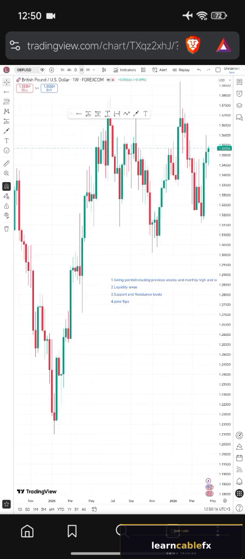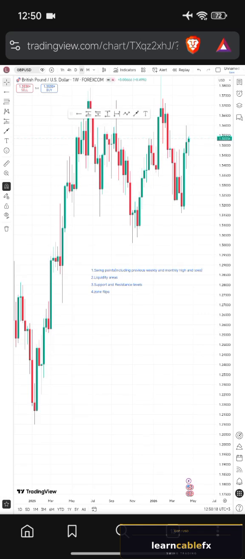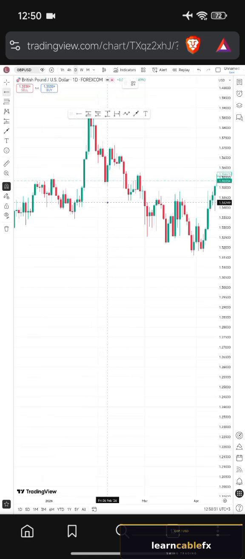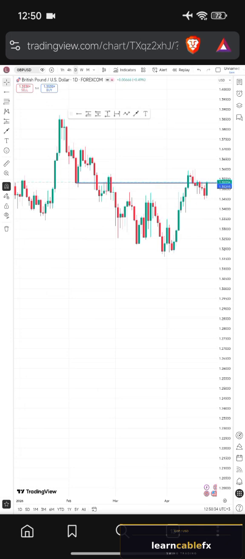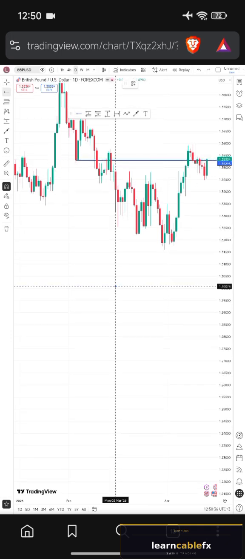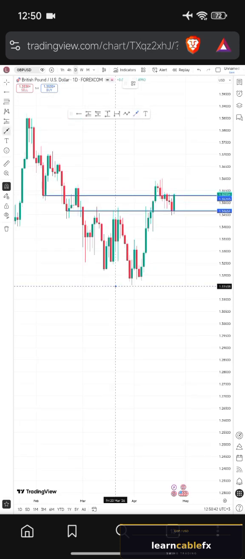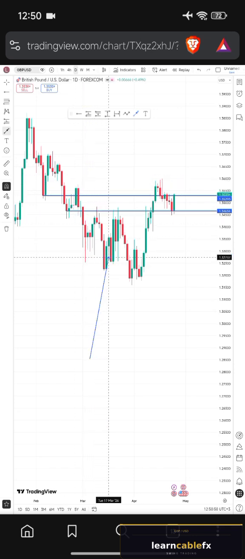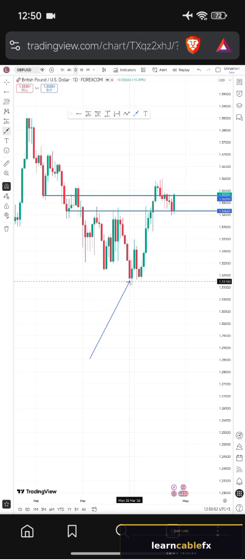And flip zones or zone flips. These are areas that were once resistance, then resistance turned to support. An example, this area over here. This one is a flip area. Another flip area. You can see price retests, drops, retests, drops, retests, drops.